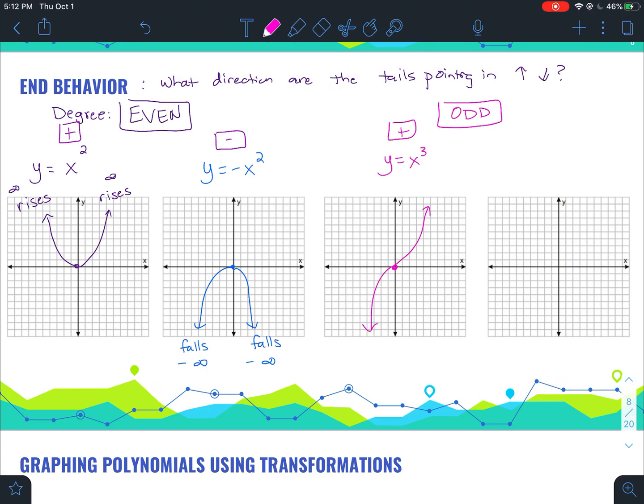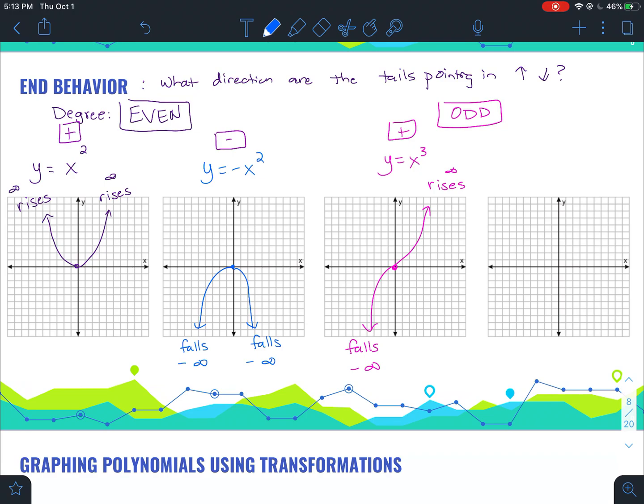Well, on the left side, it falls. And on the right side, it rises. So it falls, then rises. And that would be the end behavior for positive x to the third. And that's going to be true for any odd degree polynomial. So x to the third, x to the fifth, x to the seventh.